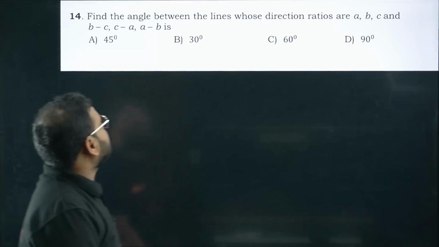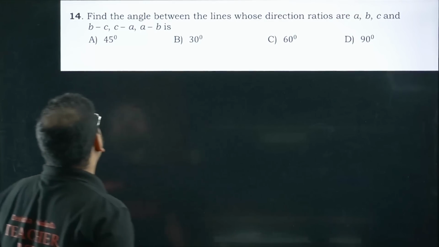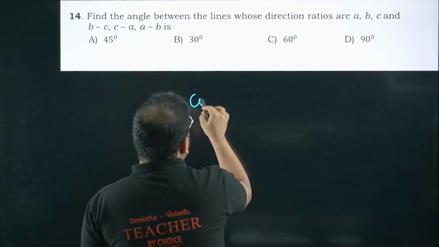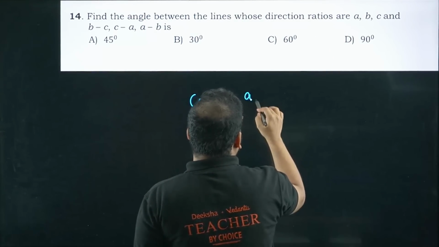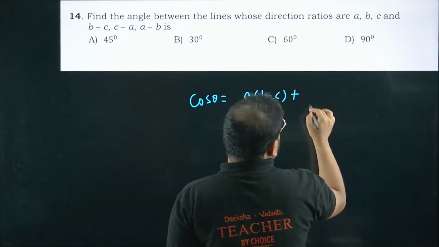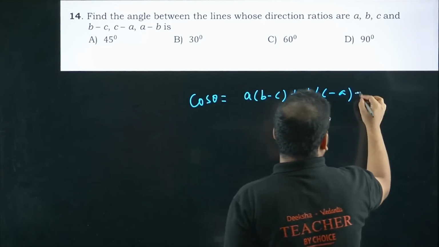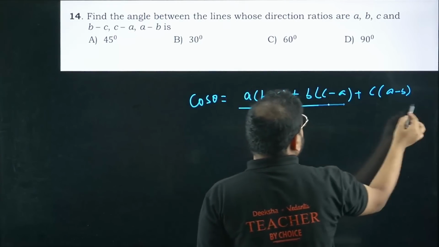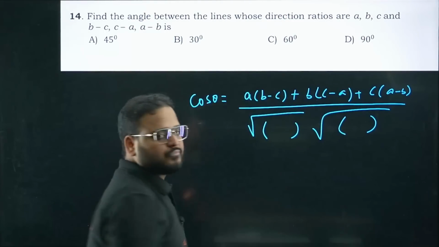14 now. Find the angle between the lines whose direction ratios are given, A, B, C and B minus C, C minus A, A minus B. How do you find that? Well, like this. Cos theta is equal to the dot product of this and this, so A times of B minus C plus B times of C minus A plus C times of A minus B, and of course you'll have these two moduluses. I'm not writing it, you'll see why. Don't worry, we don't have to write this.